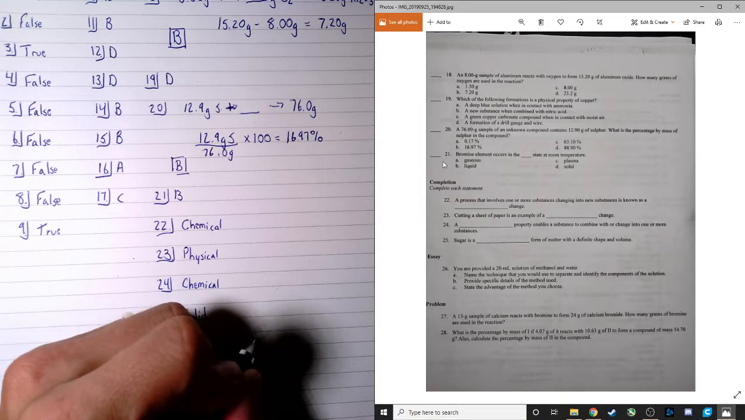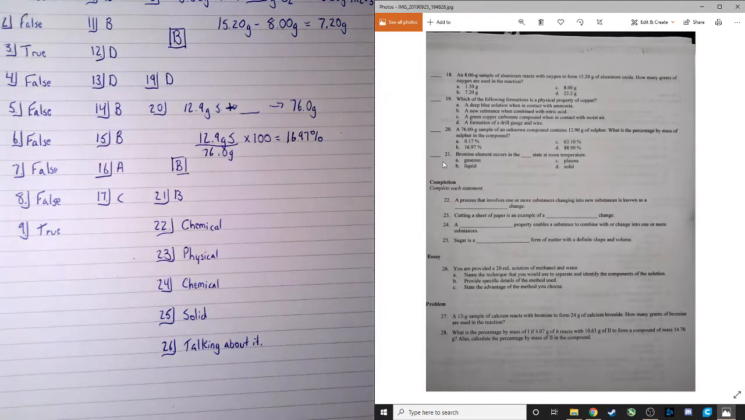Number 26: You are provided with a 20 milliliter solution of methanol and water. What technique would you use to separate it? Identify the compounds of the solution. Provide specific details on the method used. Why would you choose this method?